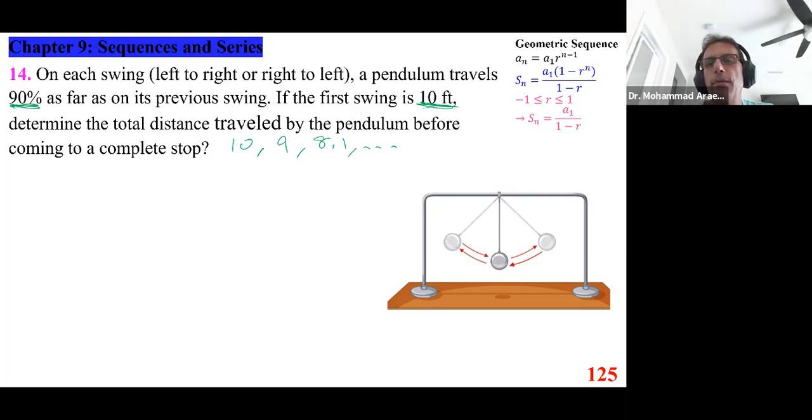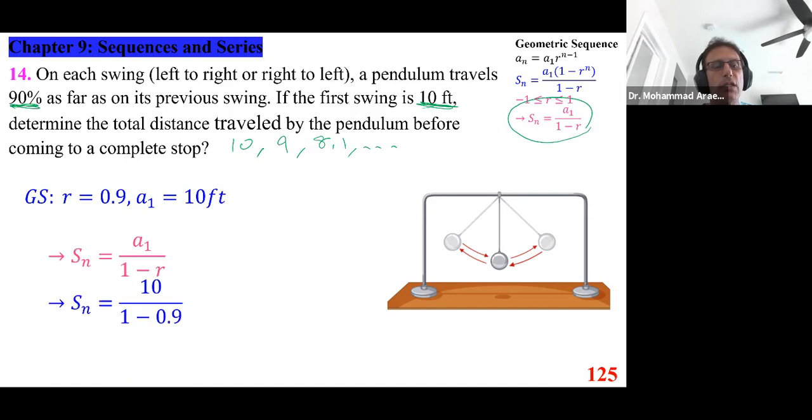And using the formula will give us the total distance, because now we are looking at a series, because we need to add them up. Therefore, we are dealing with a geometric sequence with r being 0.9 and a sub 1 being 10 feet. S sub n uses the formula; replace the a sub 1 with 10, replace the r with 0.9. The denominator changes to 0.1. 10 divided by 0.1 means 10 times 10. The answer is 100. Because it's an application, if units are involved, we must write the units. And the total distance is 100 feet.